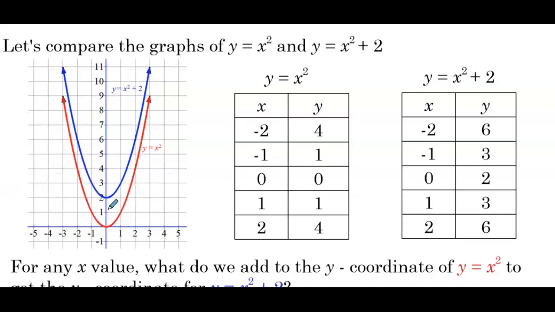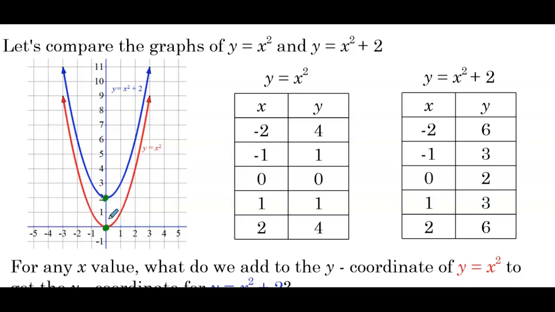In red, we have the graph of the parent function, y equals x squared, and in blue, we have the graph of the translated function, y equals x squared plus 2. If we take the vertex of the parent function and compare it to the vertex of the translated function, we can see that it's been moved up 2 units.